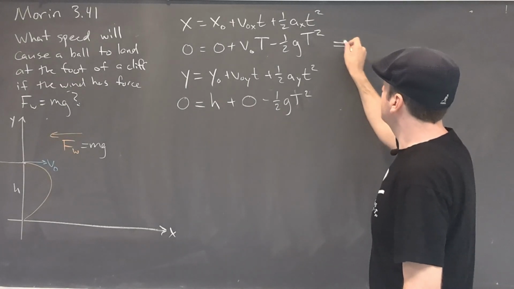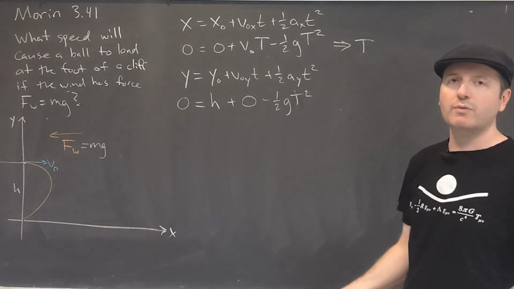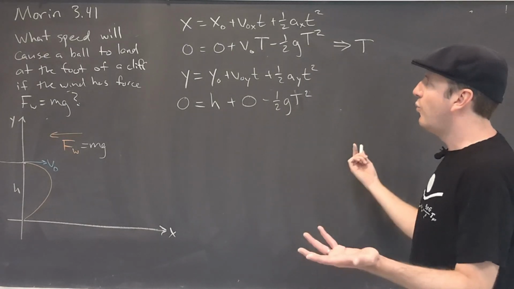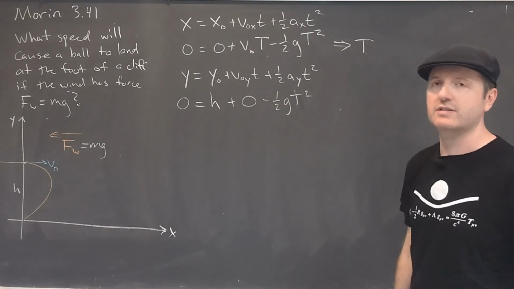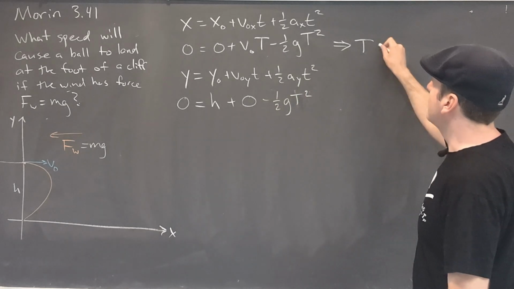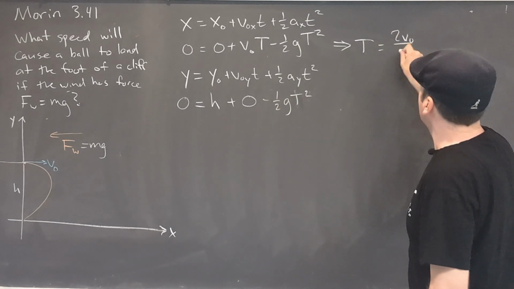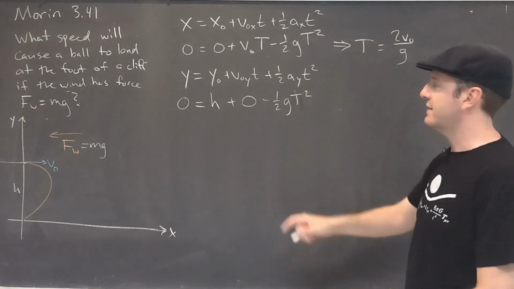From this first equation, we can see that we have two solutions. It's quadratic, but we can factor out a capital T. One of them is trivial. Yes, I know that x equals 0 when t equals 0. That's the starting condition. I want the other one. So dividing out by t, we can solve for the flight time. It's 2v0 over g. That's the total time that it's in flight.